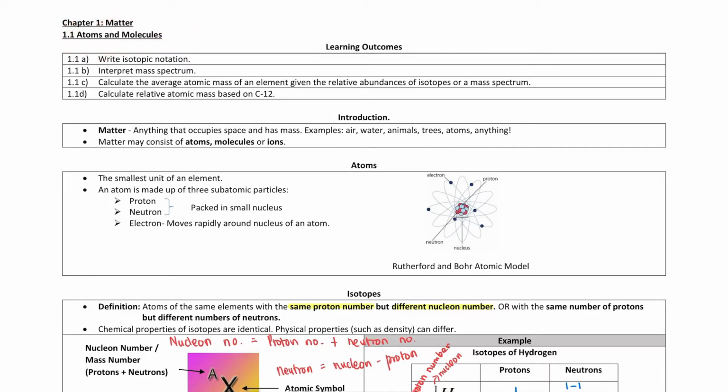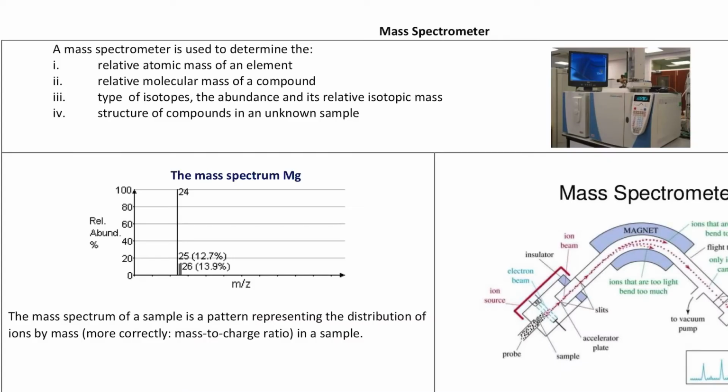But today in this video we are going to learn chapter 1.1b, interpret mass spectrum. That means by the end of this video you should be able to interpret mass spectrum, or in other words, read the mass spectrum, or understand the mass spectrum. So let us look at these notes here.